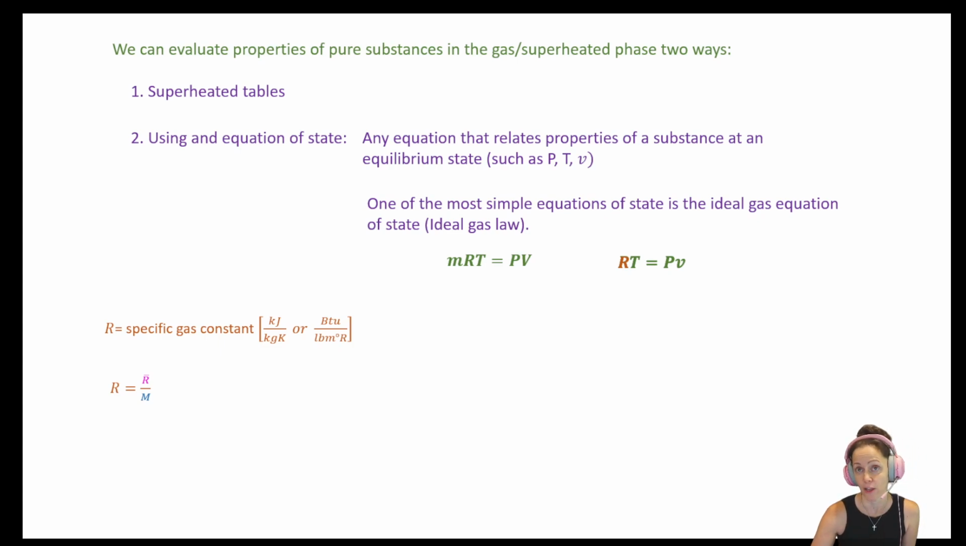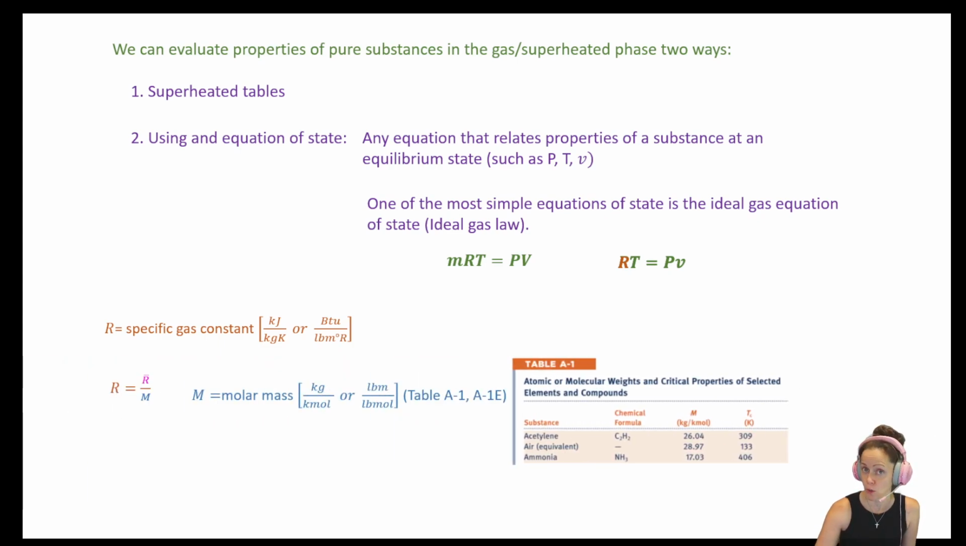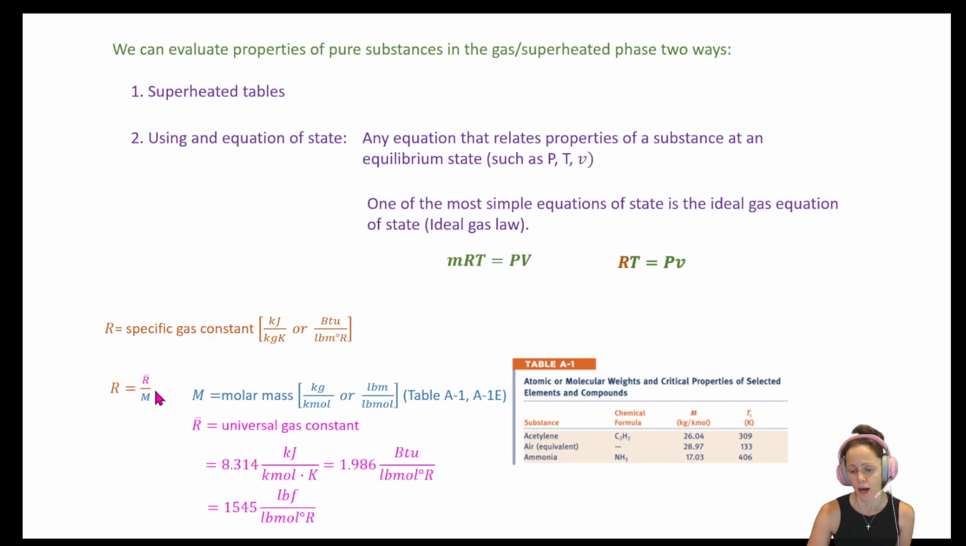So notice that that is an uppercase M, that is molar mass. You can look that up in table A1 and it's going to be in kilojoules per kilomole or pound mass per pound mole. Those are located in table A1 and A1E, and you have that available to you in your thermodynamics packet. So unfortunately, these specific gas constants are not tabulated in your thermodynamics table packet, but it's easy enough to calculate based upon your universal gas constant and your molar mass.